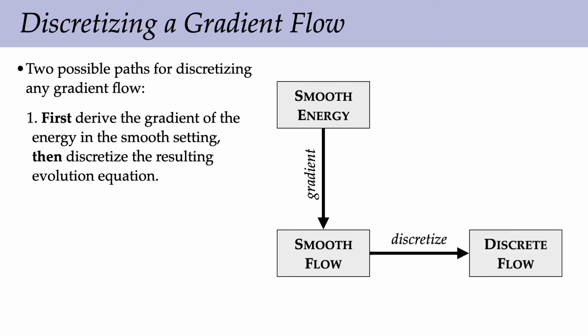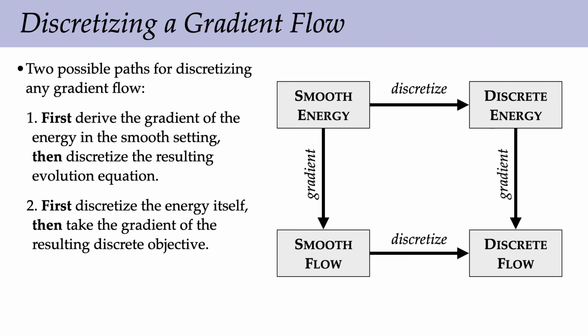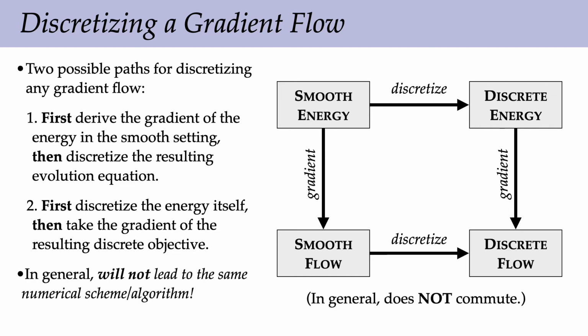any derivatives showing up in that equation. Okay, I have to turn smooth curvature into discrete curvature and so forth. The other direction I could go is I could first discretize the energy itself. Right? I could approximate the smooth length of the curve by a sum of edge lengths. And then I could take the gradient of this discrete energy to get a discrete flow, a way of updating my vertex positions over time. In general, it's important to realize these don't always lead to the same numerical scheme or numerical algorithm.